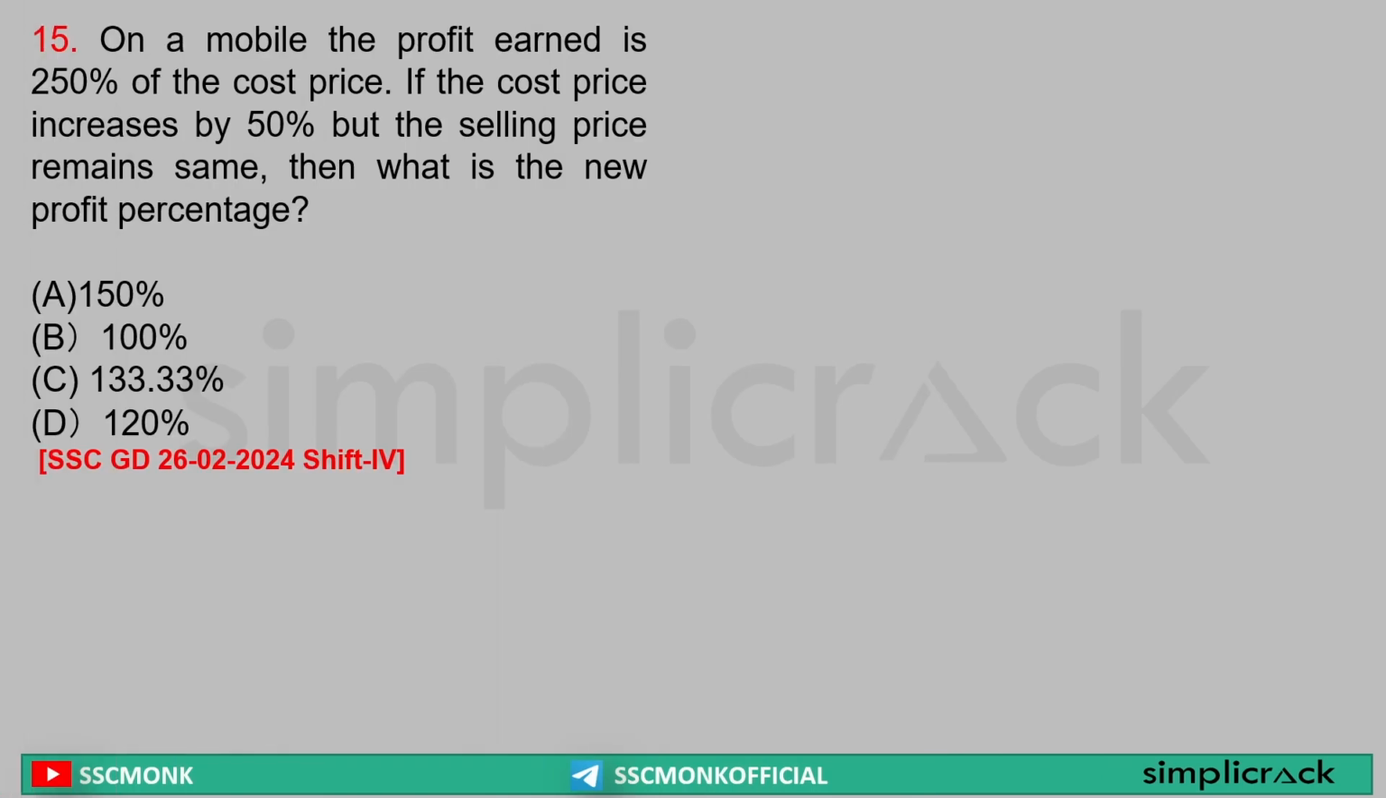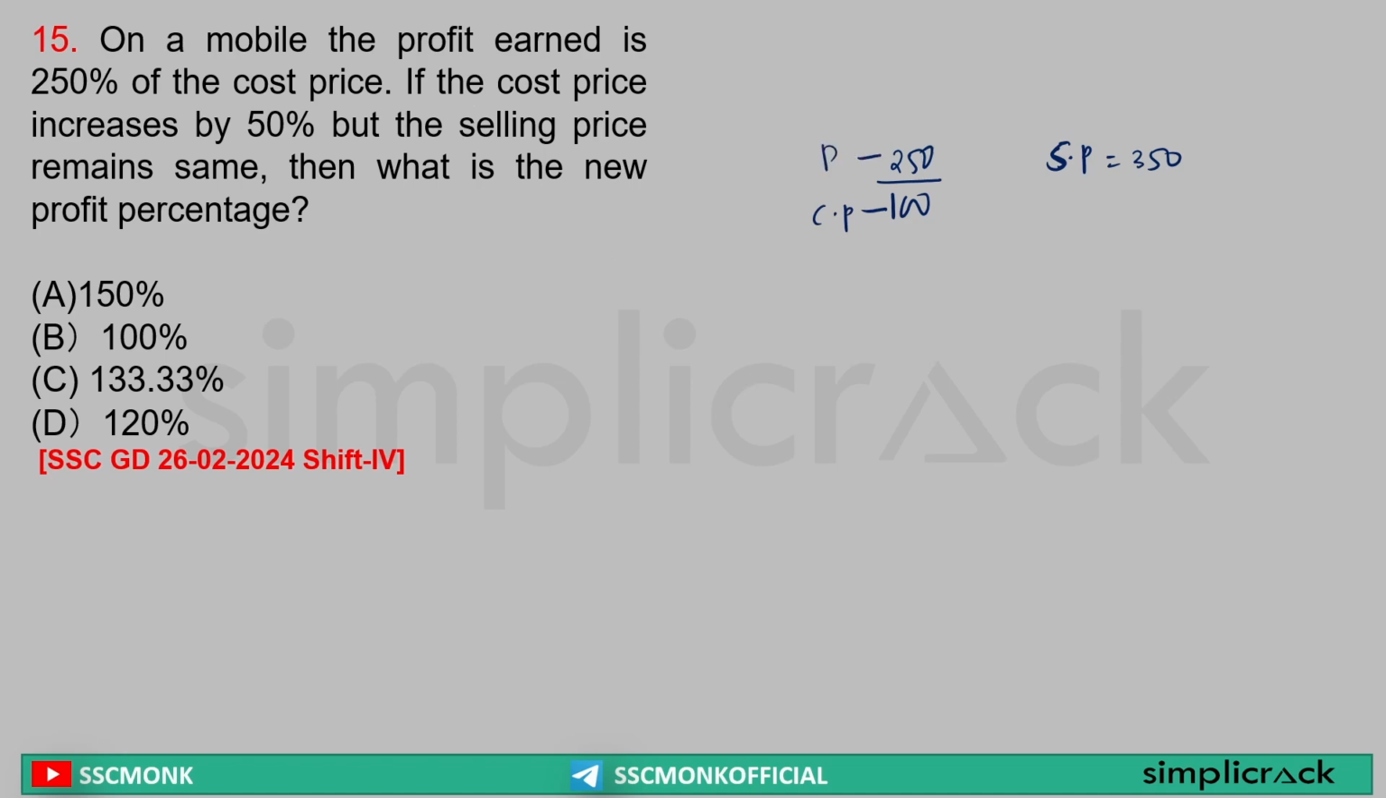Next question. On a mobile, the profit earned is 250% of the cost price. Remember this. What it is saying. Profit earned is 250% of the cost price. That means if cost price is 100, profit is 250, sales price is what? 350. Got it? This is cost price, this is profit, this is sales price.